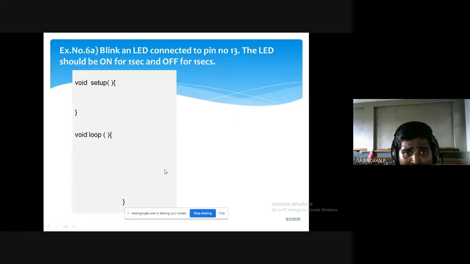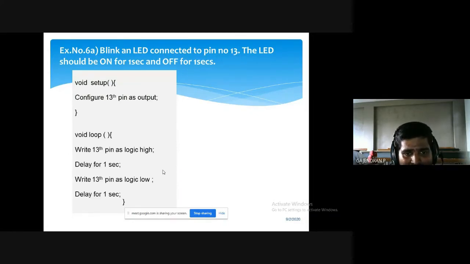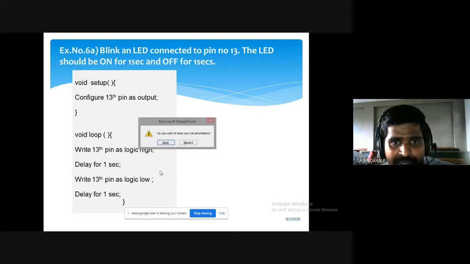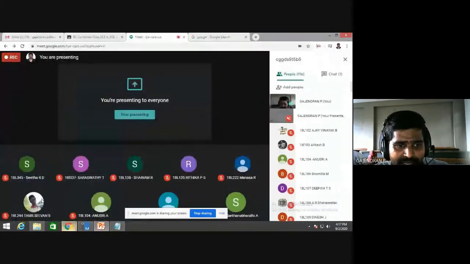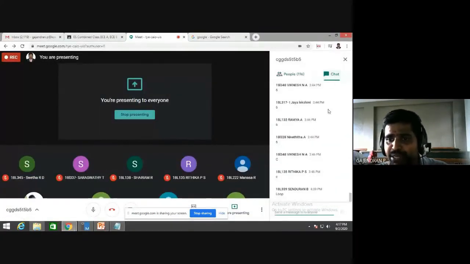I will show you the algorithm portion alone. You need to write the program. Please type the equivalent coding in the chat box. In void setup, what will you type? Can anyone type it in the chat box? Void setup, what do I have to write? Because I am going to use the same syntax, I am not going to give the coding.